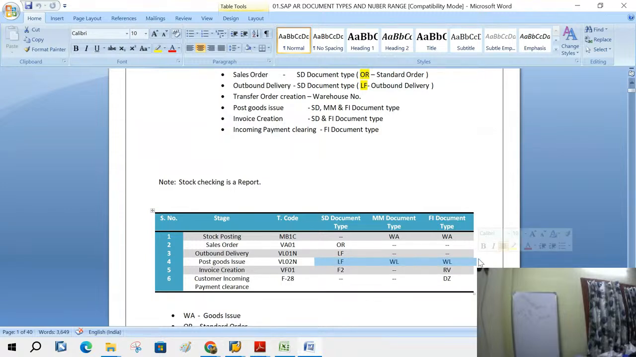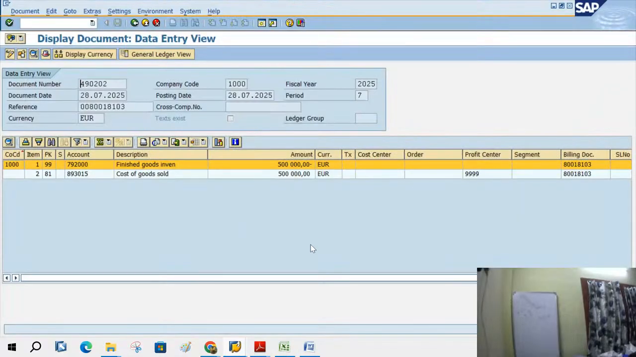Now that class was long back, 20 days or 15 days back, an old class. I'm repeating again. Now in that, what should happen in post goods issue? The two GL accounts which are going to come in the second stage are finished goods inventory and cost of goods sold. So why is it coming like this? Clear?